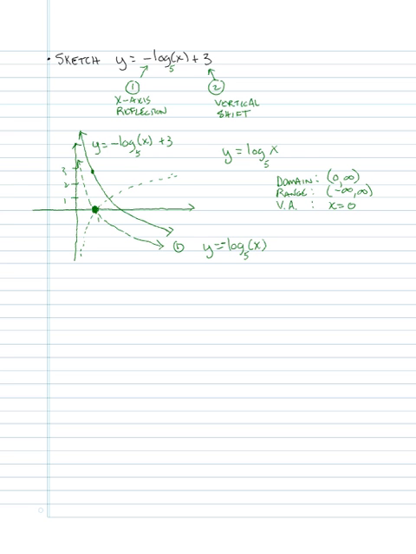Let's do one more. Let's sketch, let's say, how about y is equal to simply the log base 3 of negative x. Now, there's only one transformation here, and if you recall, this causes a y-axis reflection.